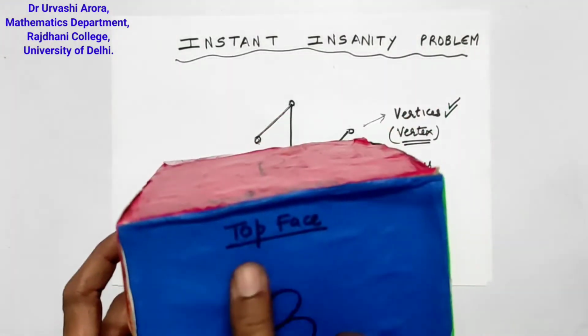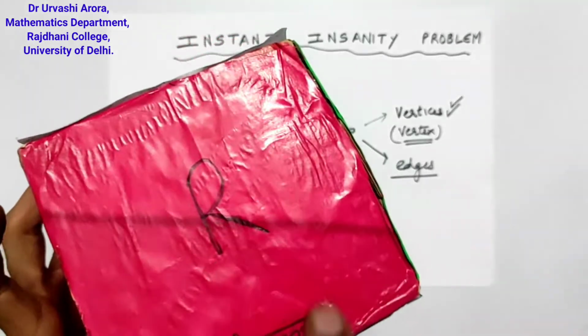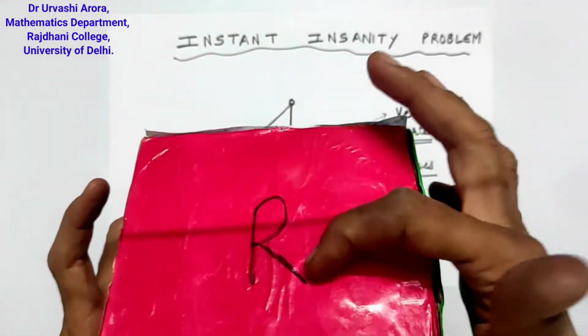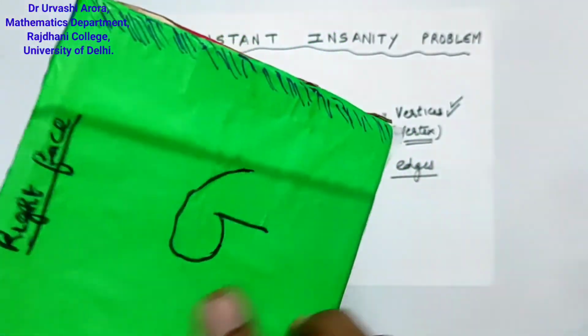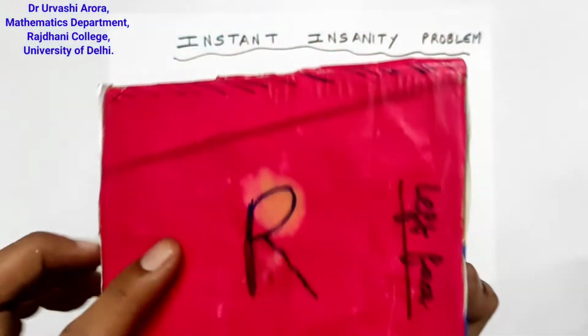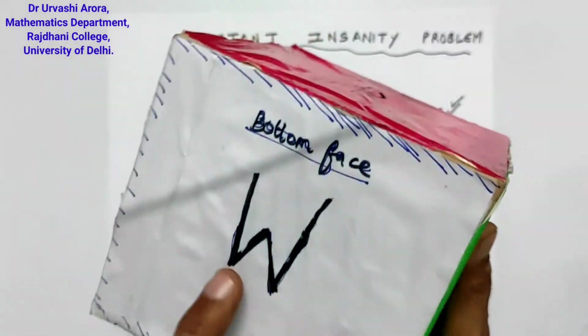So this face has been marked as the top face, the B face with blue color. Then this is the back face with red color R. This is the front face with red color R. This is the right face with green color G. This is the left face with the red color R, and this is the bottom face with white color W.